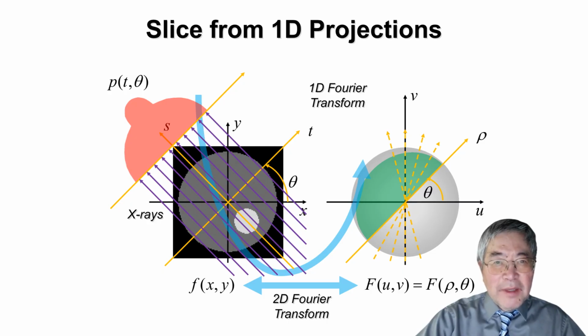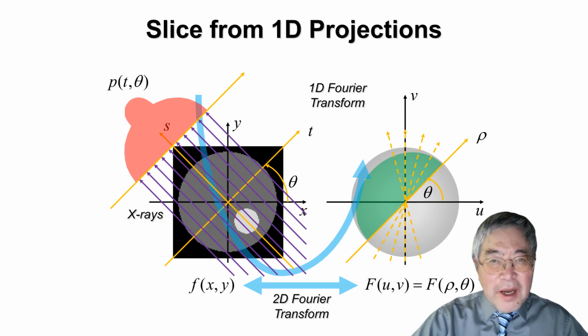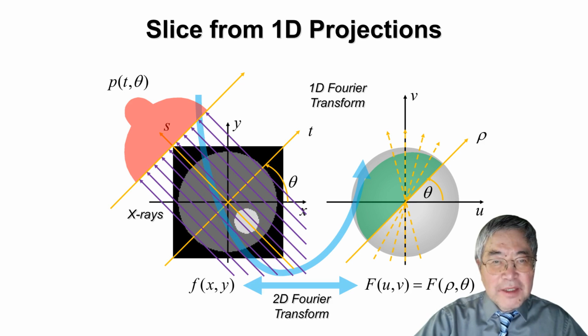To make it simpler, imagine you have an object and you put all line integrals from a specific direction to form an X-ray projection. This projection is a one-dimensional profile, which is the information you can get along all the X-ray paths passing through the object in that direction.